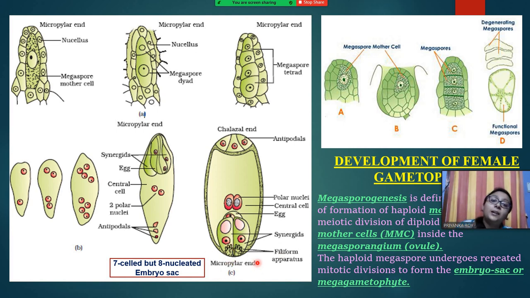This is the micropylar end, and like I already said, there is a gap in the integuments, so the pollen tube can easily enter from here. It can destroy one synergid and come in contact with the egg cell. So this is the basic 7-celled, 8-nucleated embryo sac, because these two polar nuclei come together and form a single cell.